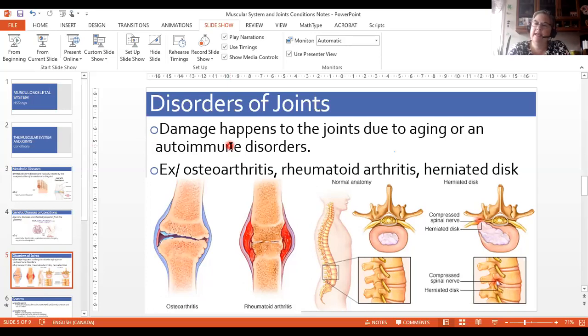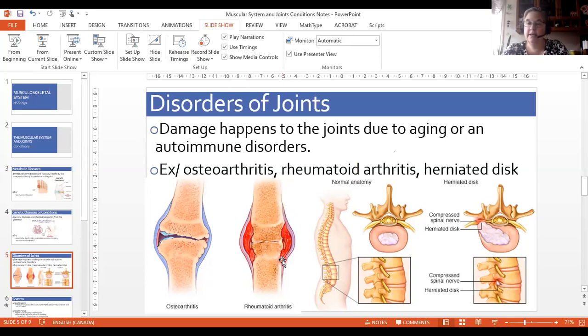Okay, so instead of attacking an invader, it gets confused and attacks its own cells. Rheumatoid arthritis is an example of an autoimmune disorder where the immune system is actually attacking the synovial joints. Okay, and it makes the joints very swollen and difficult to move.